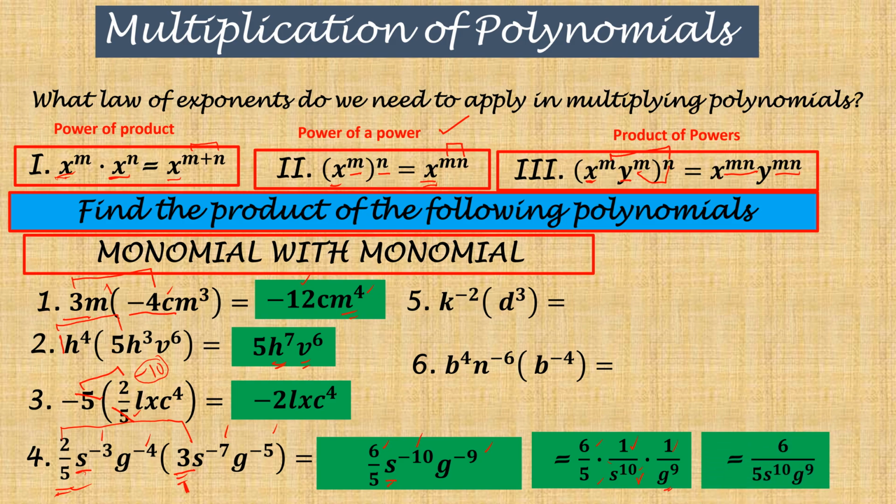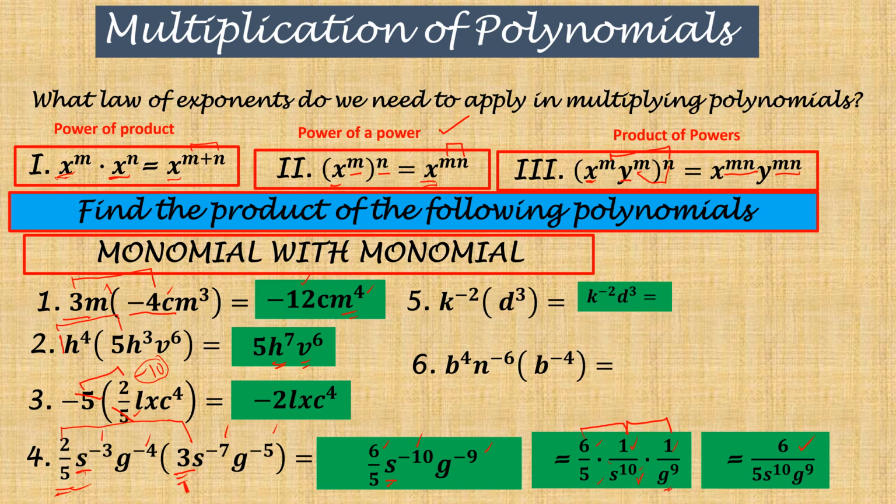Then the final answer or the final product in number 4, because we need to apply the multiplication of fractions, which is simply multiply 6 times 1 times 1 will give you a product of 6, and then we just copy all the denominators, 5 to the 10 times g to the 9. So that's the final for number 4, and let's proceed to number 5.